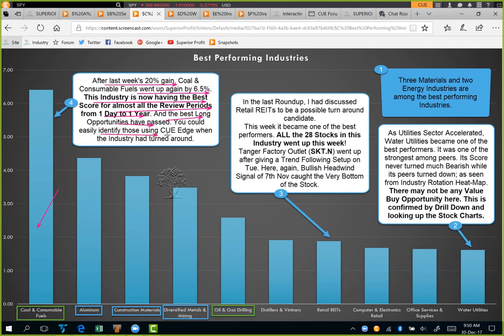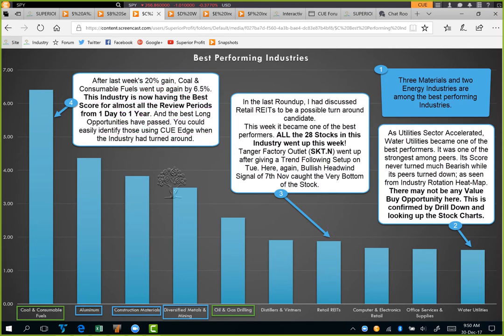You could easily identify the long opportunities long time ago when in QH the industry had turned around from magenta to cyan, just like retail REITs is turning around now. But it is too late probably to take long trades in this industry.